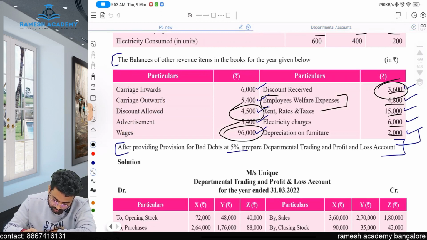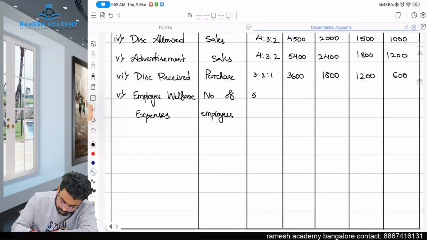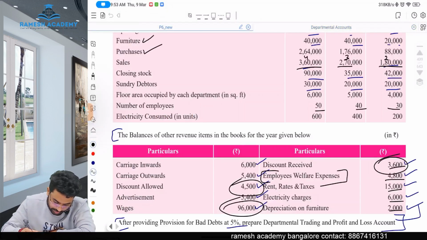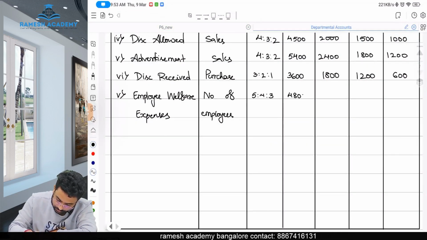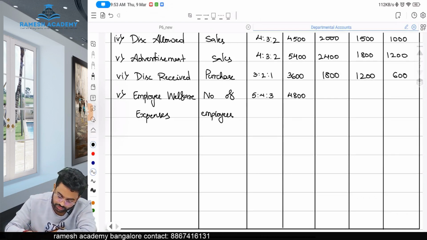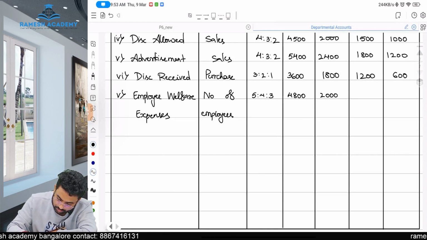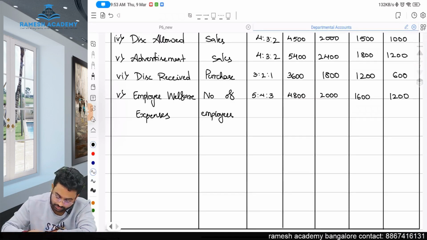Number of employees, this is 5:4:3. How much is it? 4,800. That is 5 plus 4 is 9, 9 plus 3 is 12. 4,800 divided by 12 is 400. So 2,000, 1,600, 1,200. Total 4,800. 5:4:3, 2,000, 1,600 and 1,200.